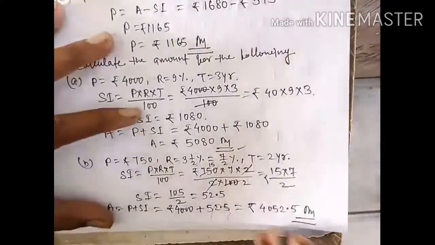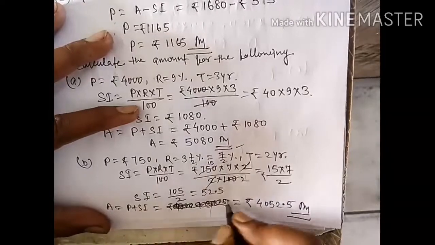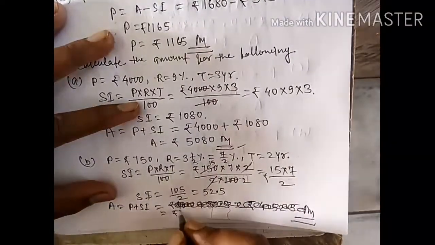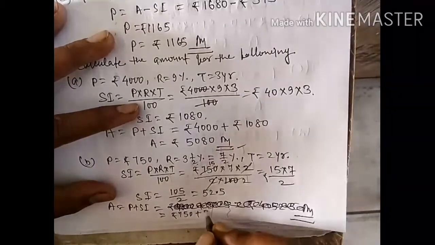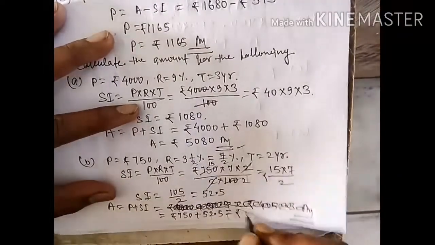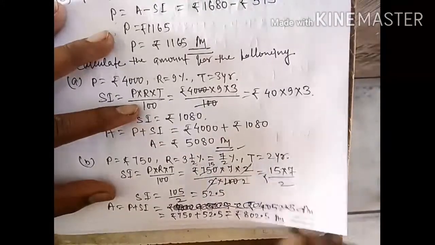There is some mistake here. Principal is not 4000, this is principal. Here principal is ₹750 and plus 52.5. After adding you get ₹802.5. This is the answer.